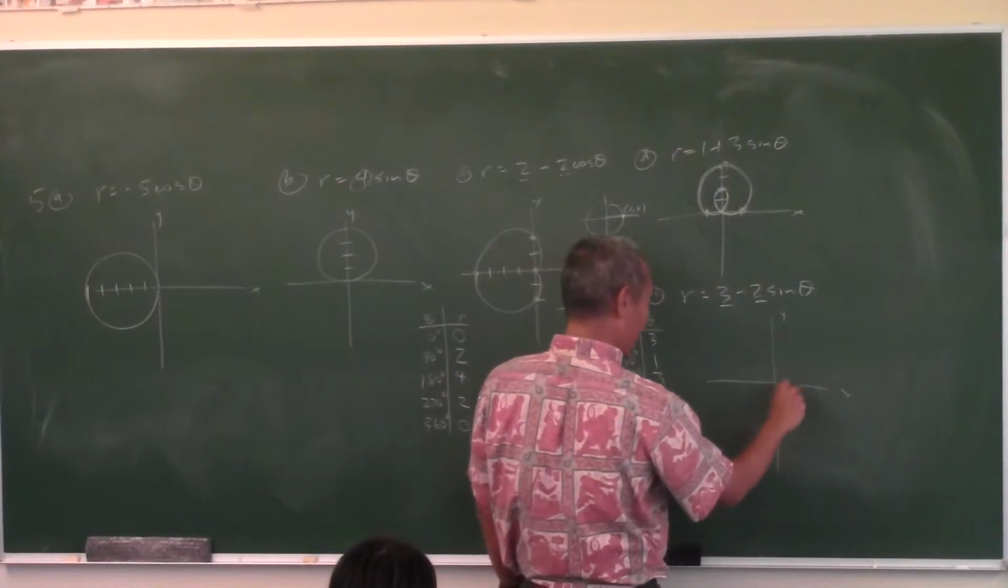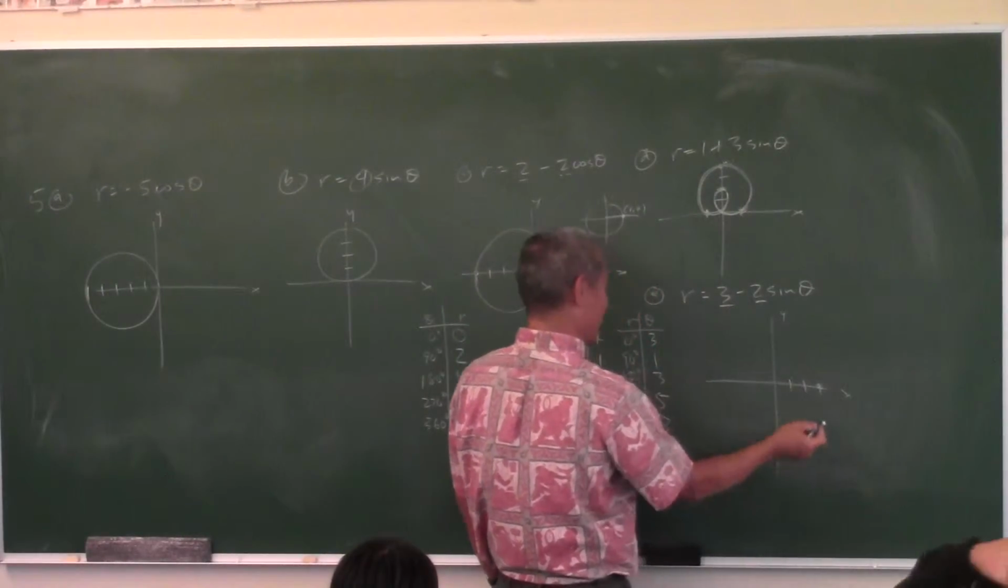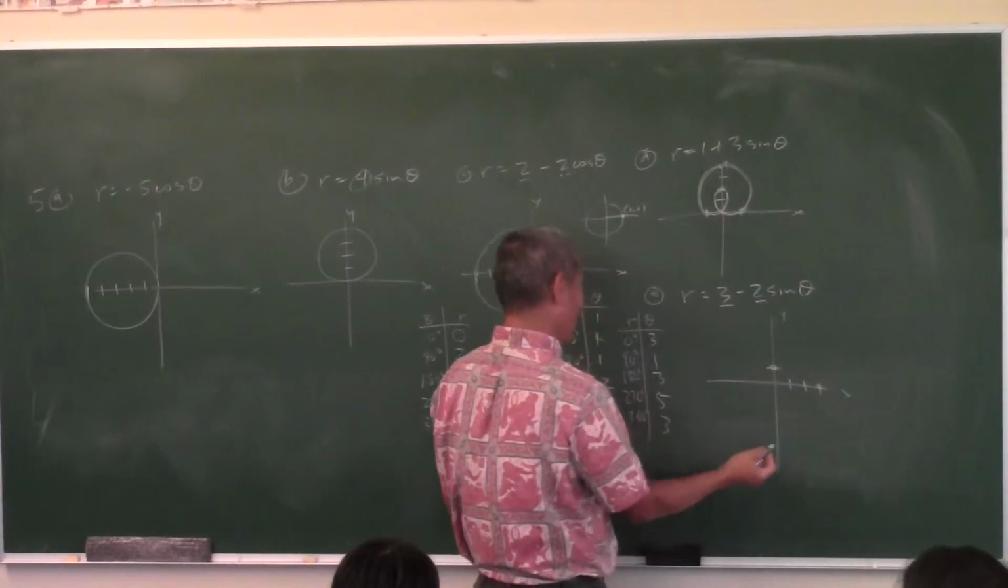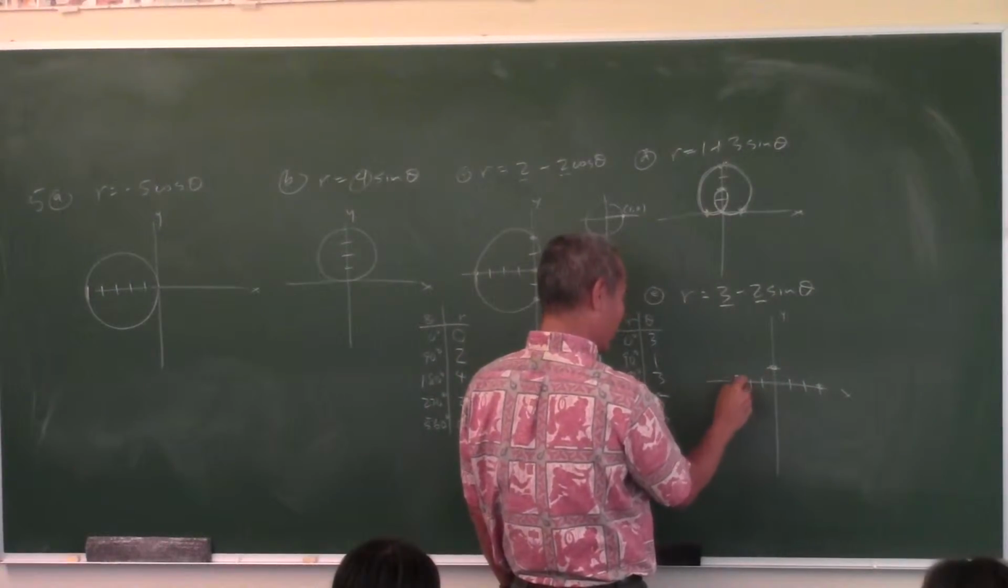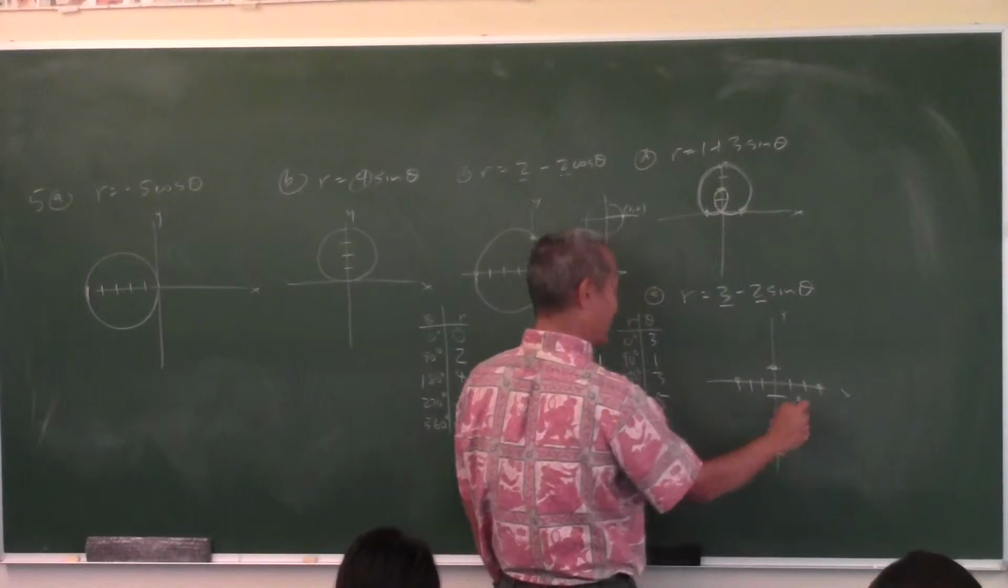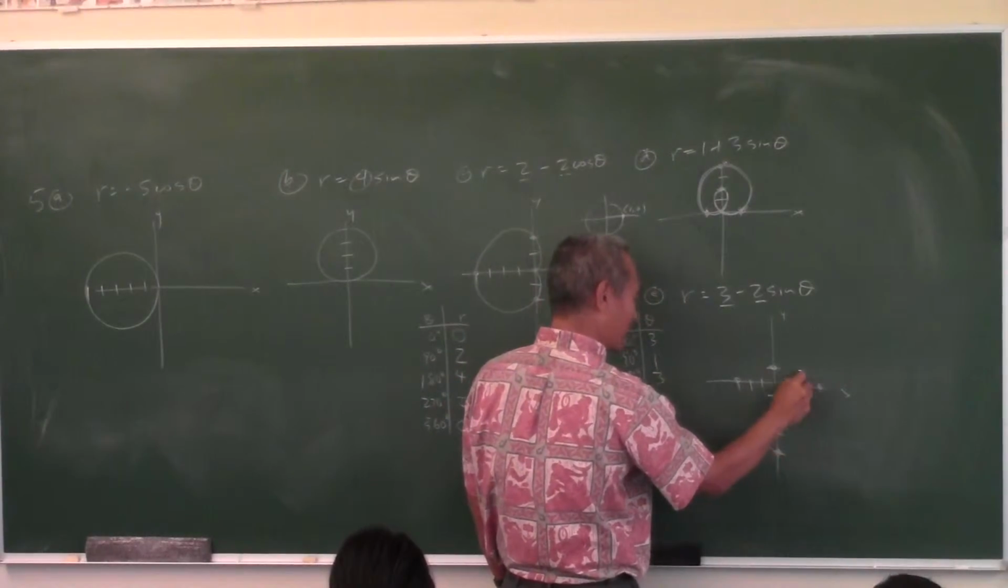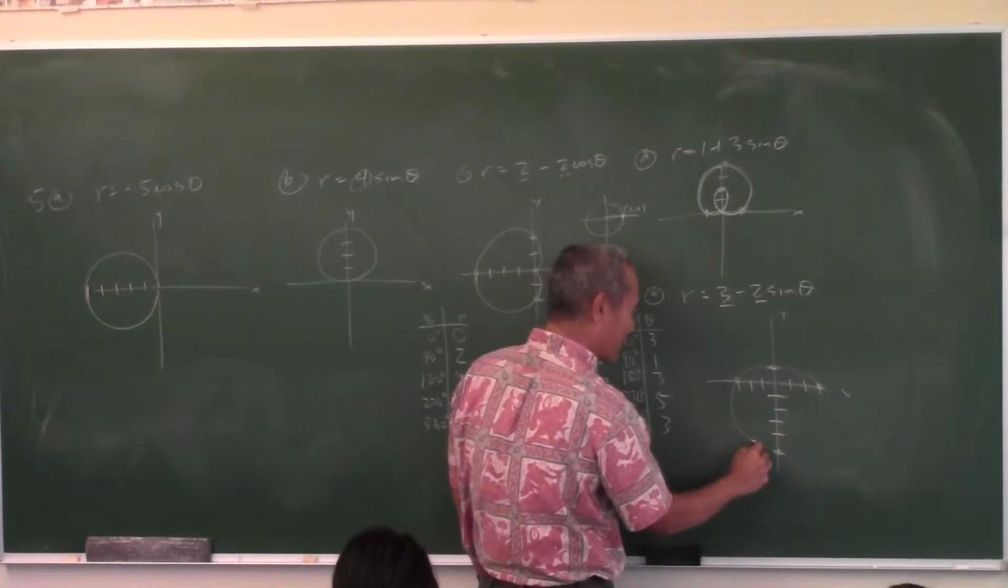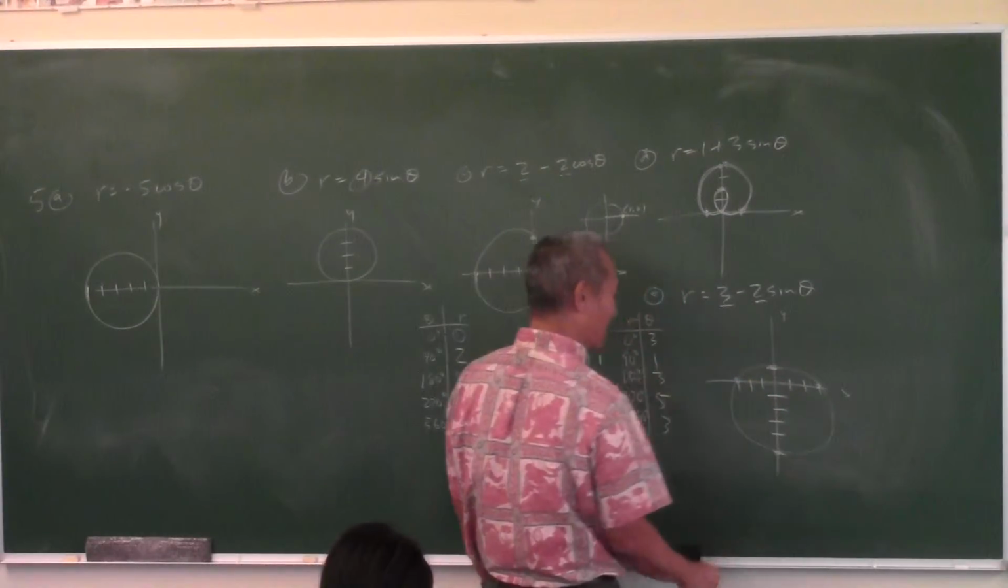So, at 0 degrees, you go 3 units from the origin. 90 degrees, you go 1 unit from the origin. 180 degrees, you go 3 units from the origin. 270, you go 5. 1, 2, 3, 4, 5. And then you're back to 3. So it looks like this. It kind of flattens out over there, and then you got a nice, healthy Manapua.